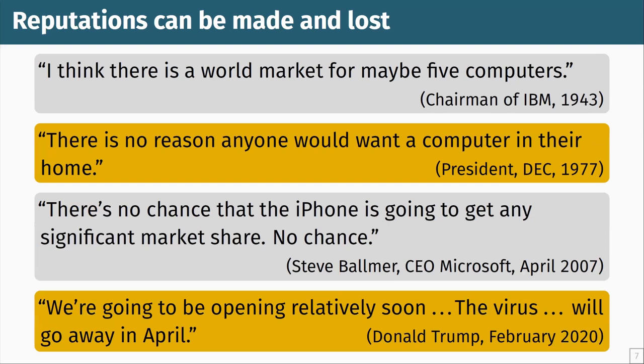One from Donald Trump: "We're going to be opening relatively soon. The virus will go away in April." He said that in February 2020. By April, there were tens of thousands of people dying in New York, and they had mass open graves. So, forecasting can be hard, and people ruin their reputations.